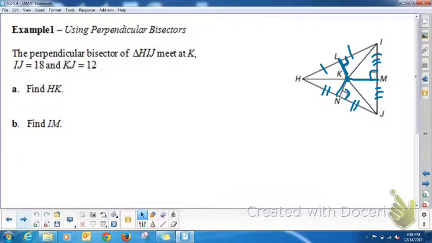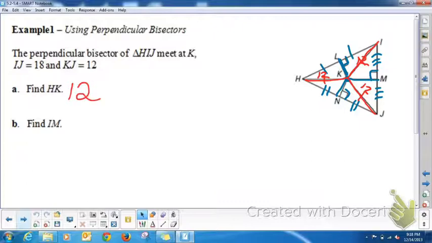This means, then, that all of the segments that go to the angles are congruent, right? K is equidistant from the ends. So those are all congruent. If IJ is equal to 18, and KJ is equal to 12, let's find these other segment lengths. If KJ equals 12, that's this one here, what would HK be? Well, HK would also be 12. All of these would be 12.